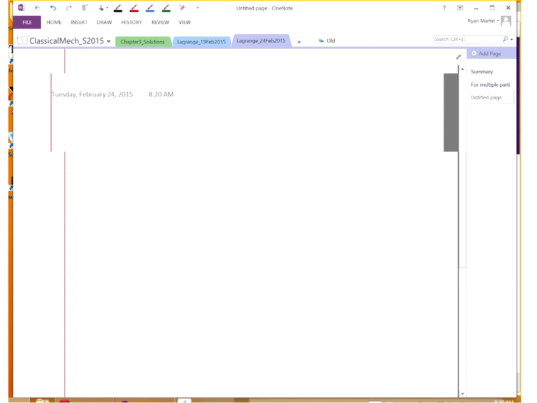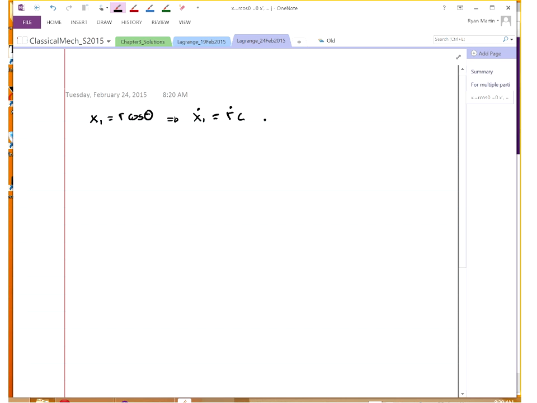So that's relatively easy to read off of the diagram. We start by noting that x1 is R cos theta. Theta is a constant, right? Theta is the angle of the incline. So if I do d/dt of R cos theta to give me x1 dot, then cos theta is simply a constant, and I get R dot cos theta.